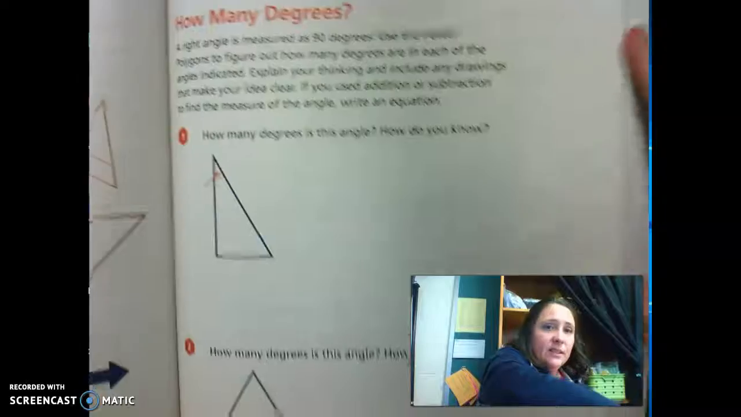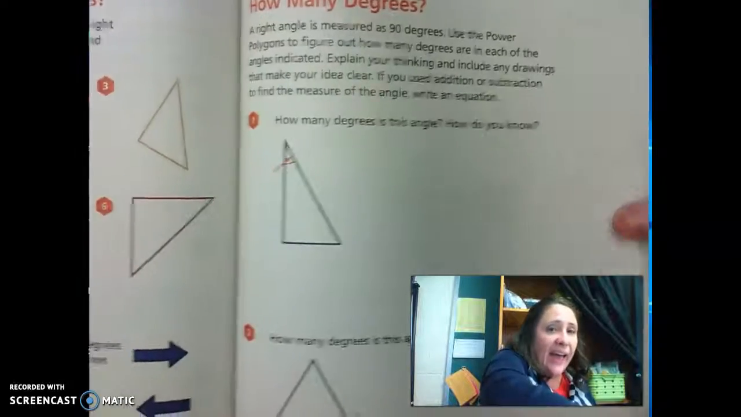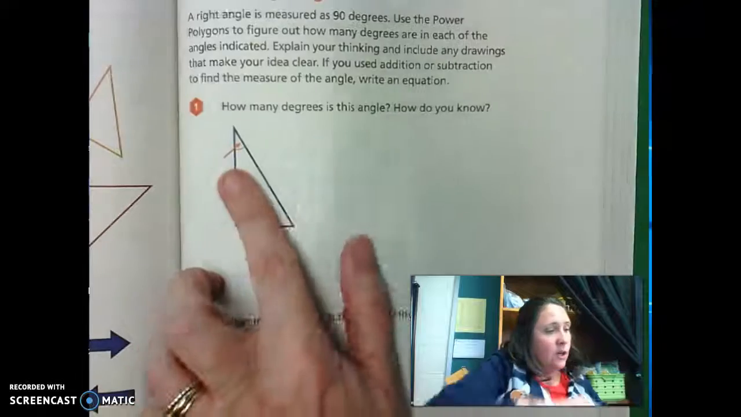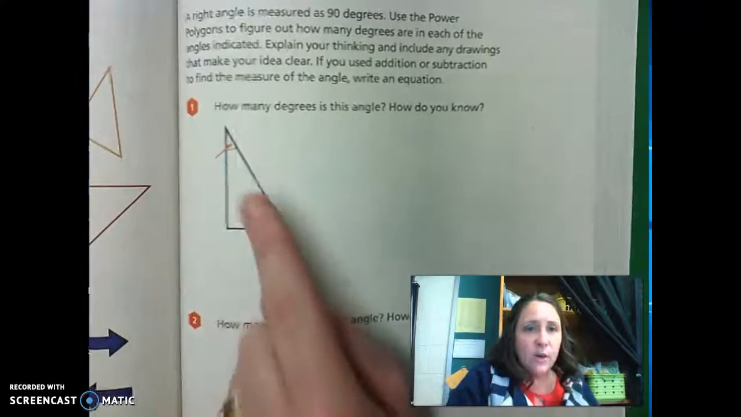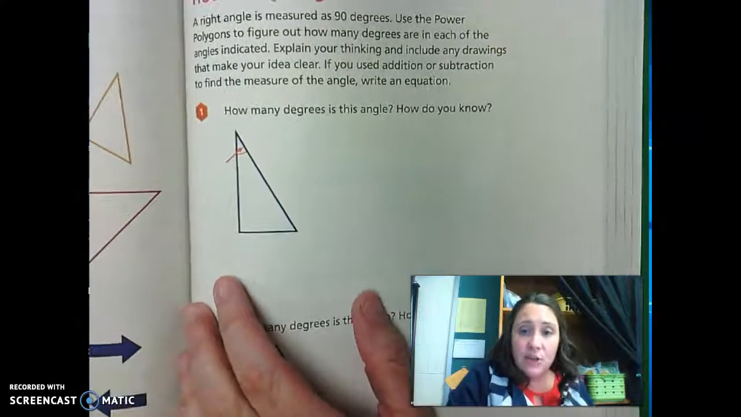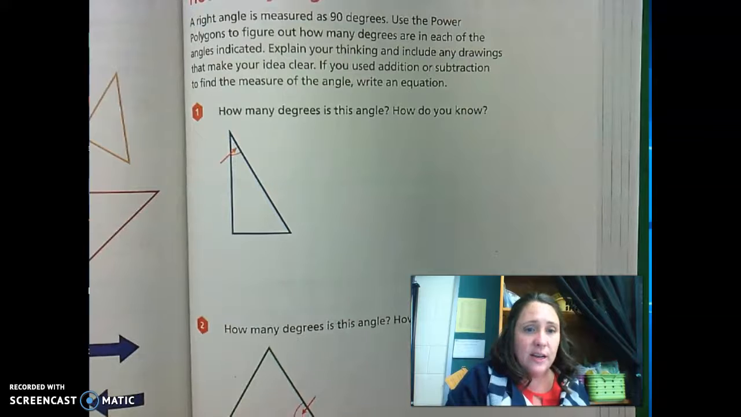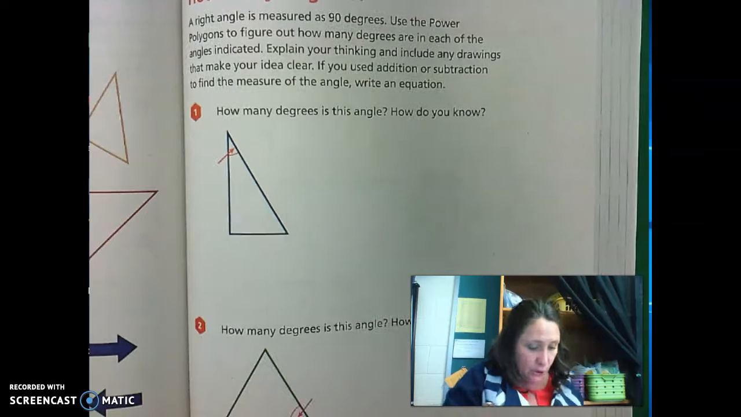Now, if you do not already have your math workbook out in front of you, please go ahead and pause the video and get that right now. And I want us to open up to page 211. We are going to look on page 211, this page right here, and we're going to talk about what strategies we use to determine the measure of these angles noted in number 1 and in number 2.